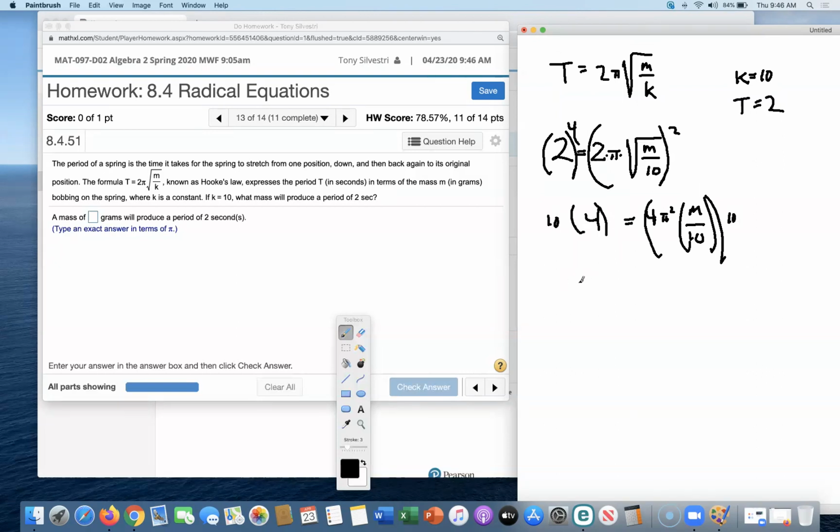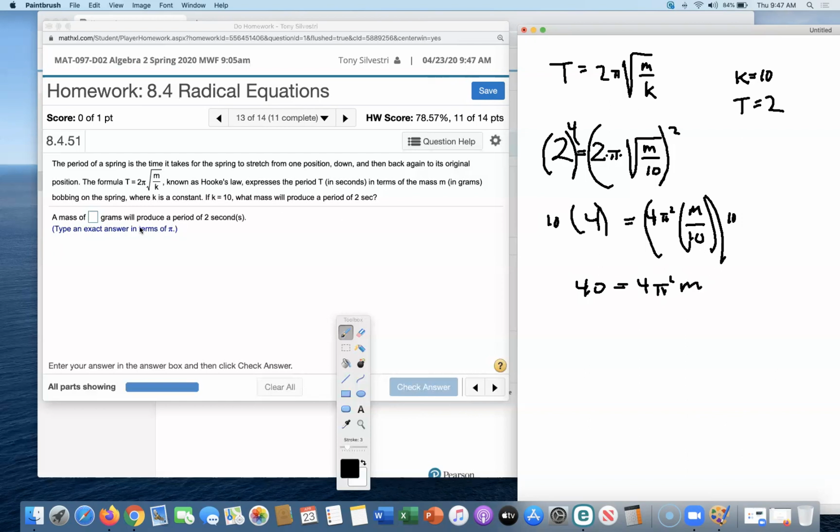Because this gives me 40 equals, see, this is just one big fraction. The top is 4 pi squared M divided by 10. I divide by 10, and so what you're left with is 4 pi squared M.